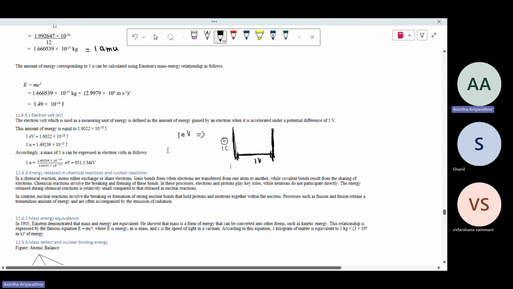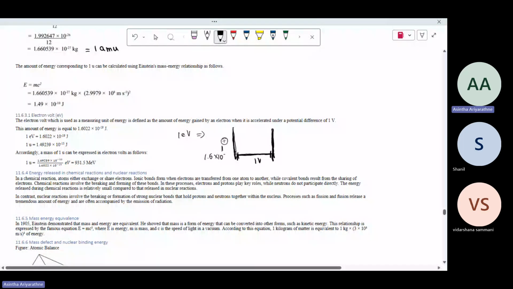So 1 positive charge here is equal to the charge of 1 electron, which is approximately 1.6 times 10 to the power minus 19 coulomb.